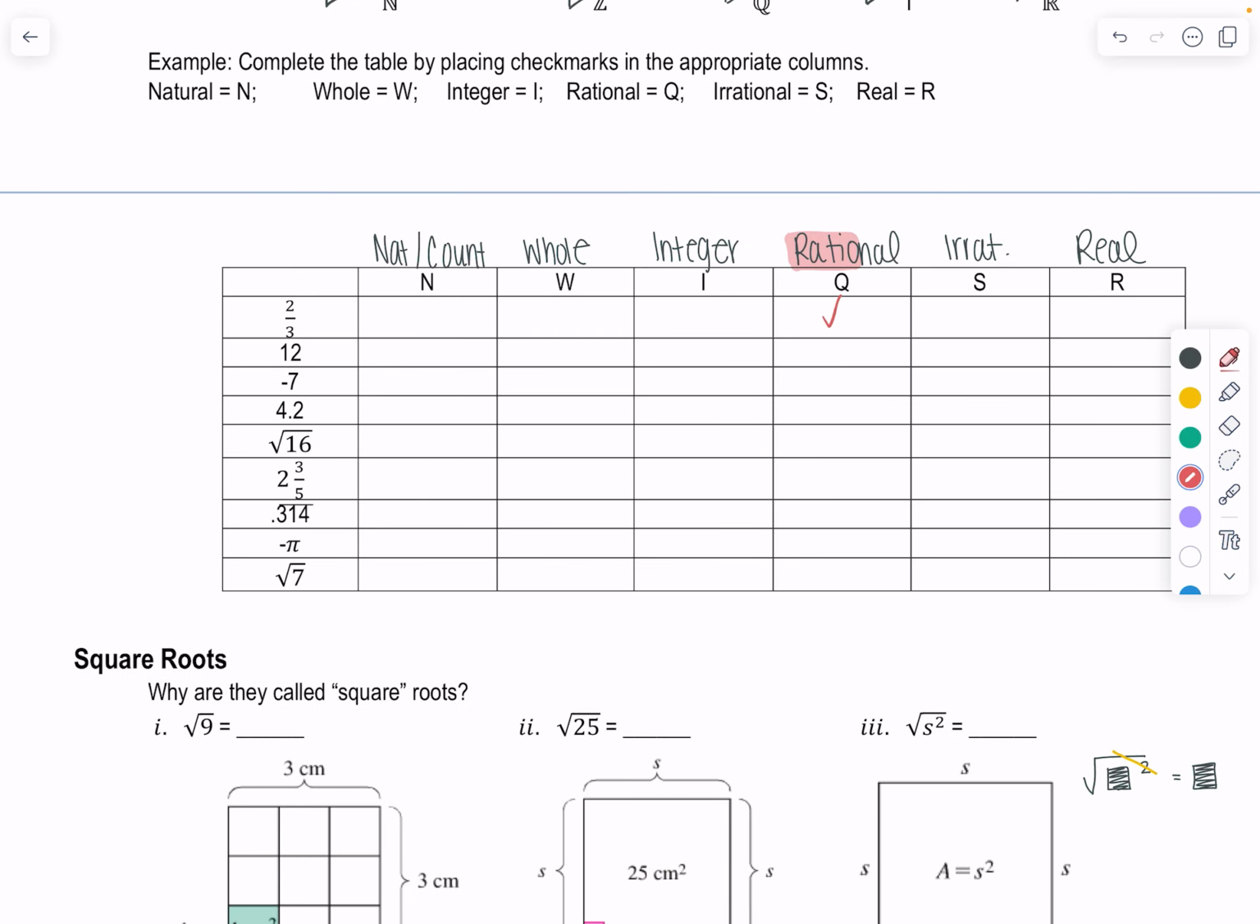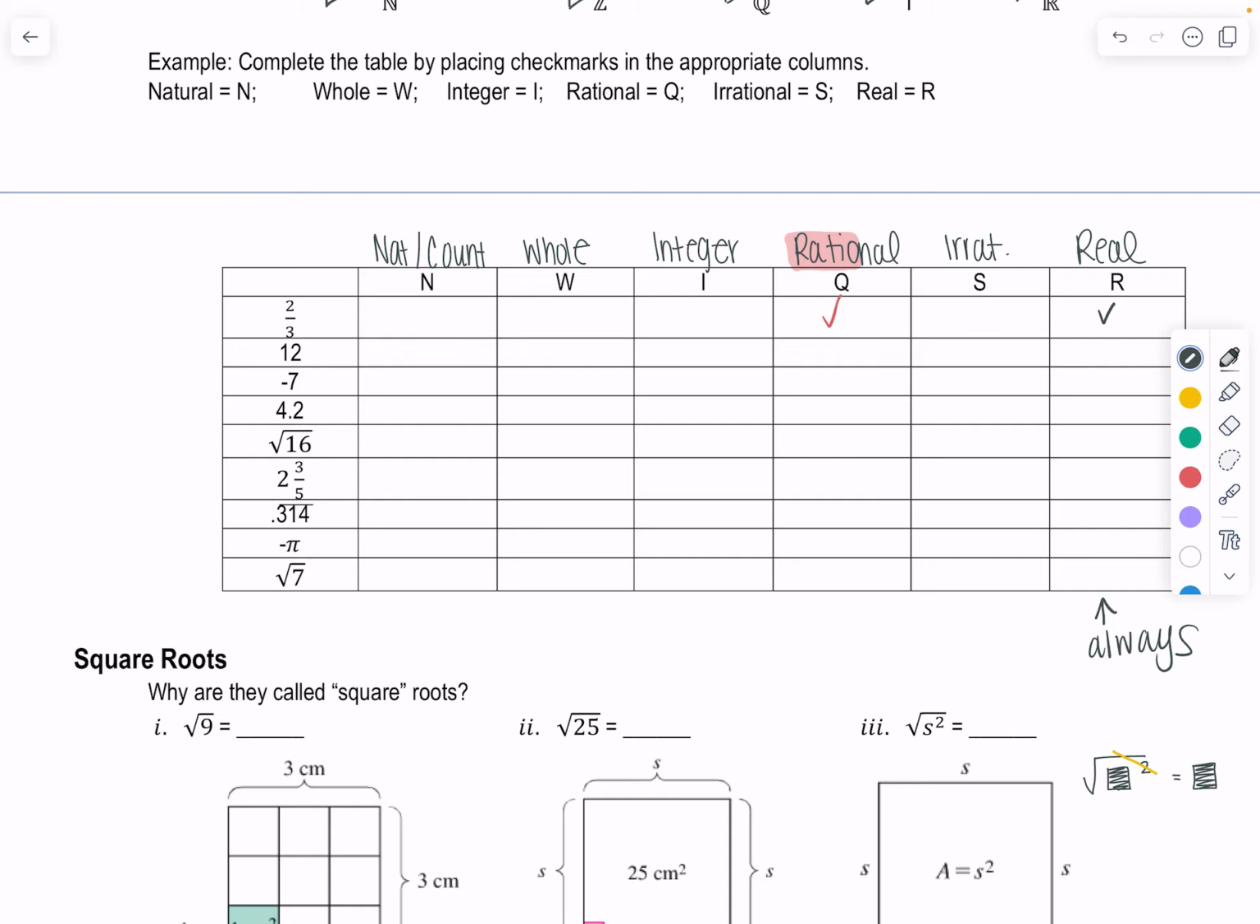Everything in this class is always going to be a real number. Just remember, all of these numbers are real numbers. And if you took algebra, you did learn what imaginary numbers mean. Those are the not real numbers. We're not covering that at all in this class. So everything's going to be real.